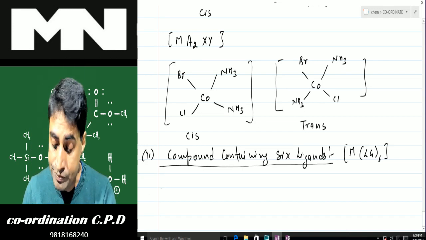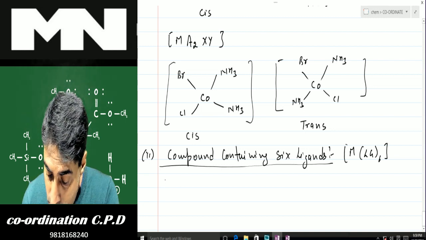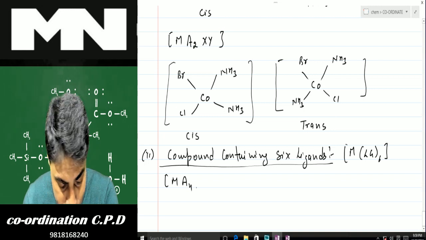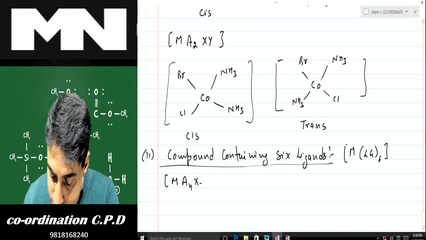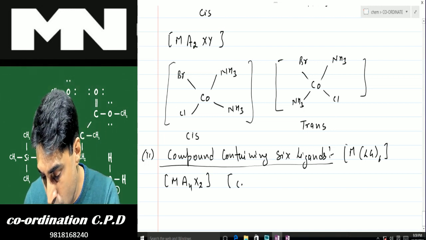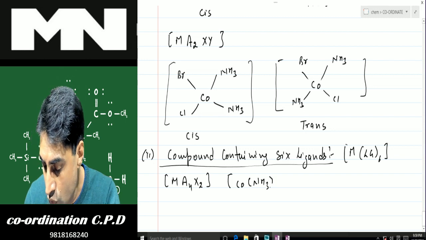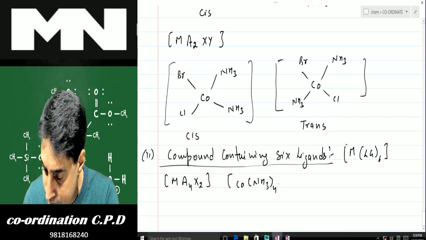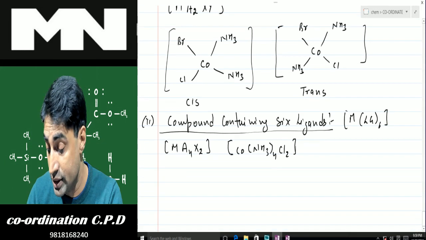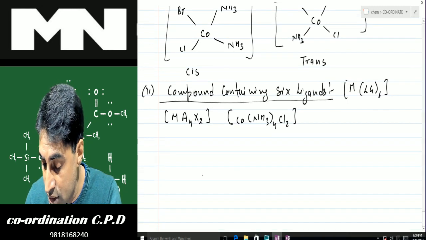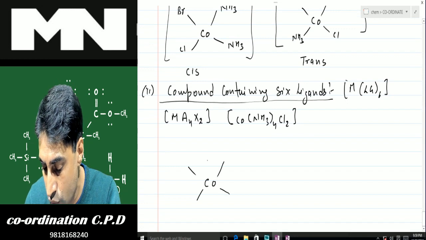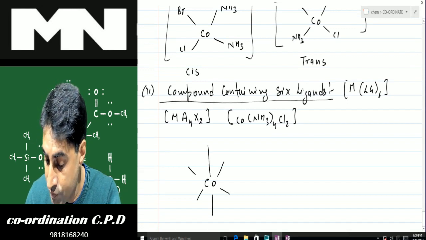The first I am writing can be MA4X2. I'll give you one example for this, that is [Co(NH3)4Cl2]. So this is a compound which you got. If I draw the structure of this compound, I can draw it like this. Say Co, 1, 2, 3, 4, 5 and 6.